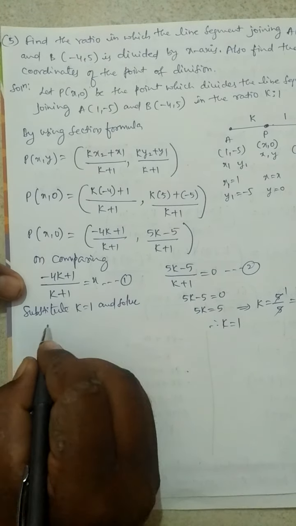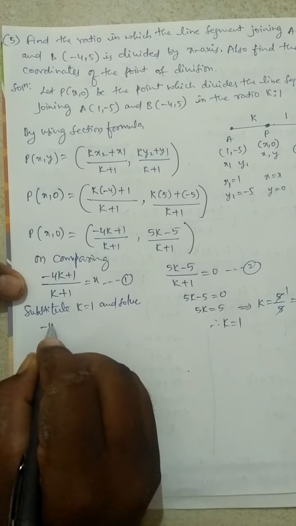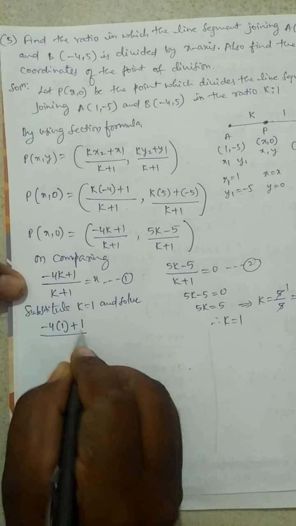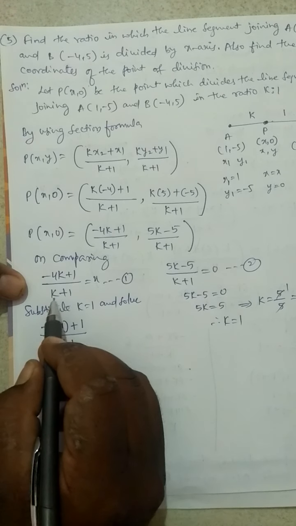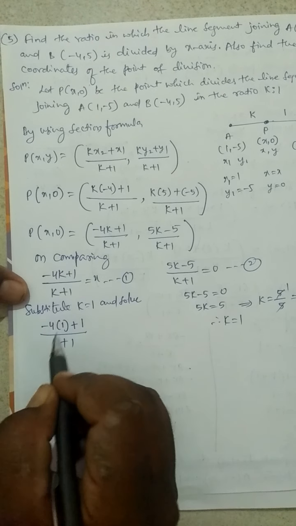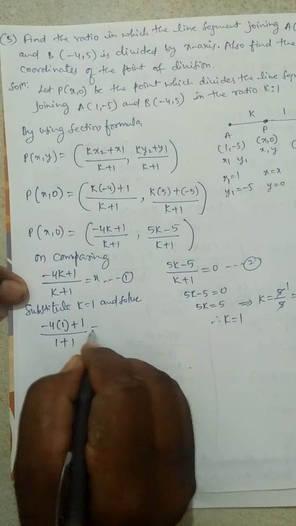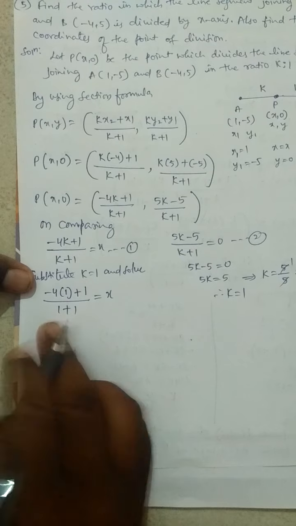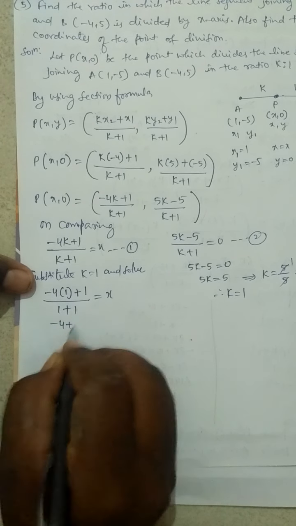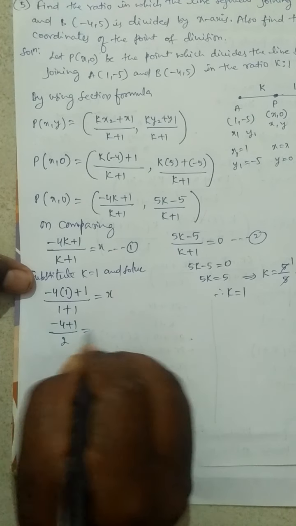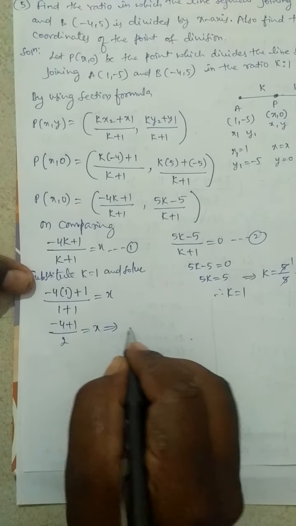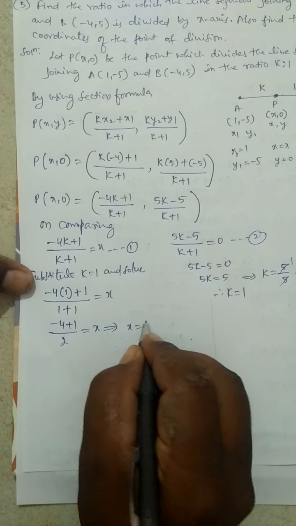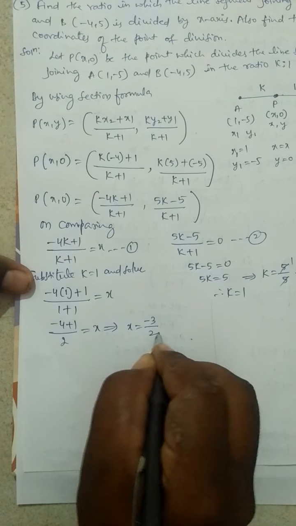So what happens? Minus 4, k value is 1, plus 1 as it is, divided by 1 plus 1. Because I substituted k value as 1, so it will become 1 plus 1. So this is equal to x. So minus 4 into 1, minus 4 plus 1 divided by 2, that is equal to x. Which implies x is equal to minus 4 plus 1, that is minus 3 by 2.